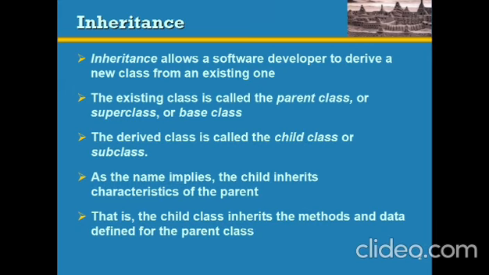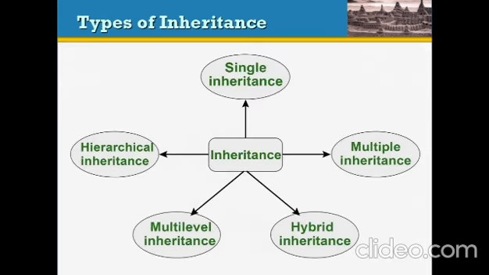We already know the topic. It allows us to establish a clear parent-child relationship between our software components, making our system much easier to manage and scale. This is a very important topic. The existing class is called the parent class, otherwise superclass or base class. The derived class is called a child class or subclass.